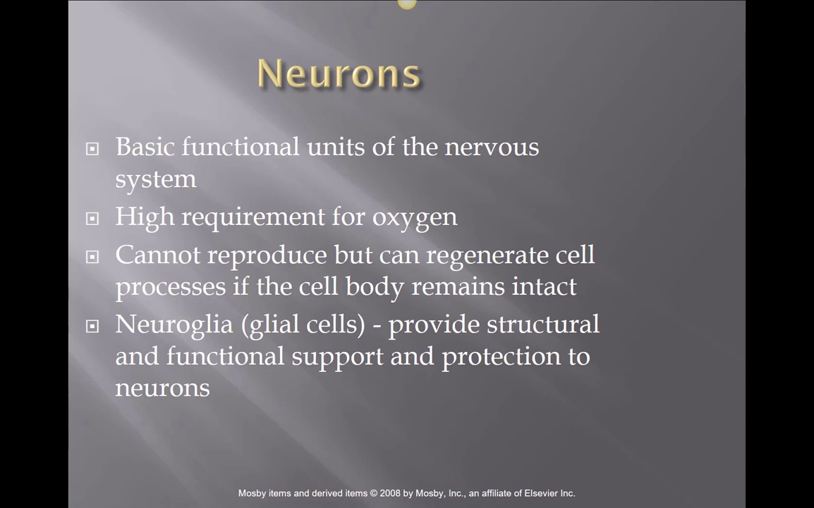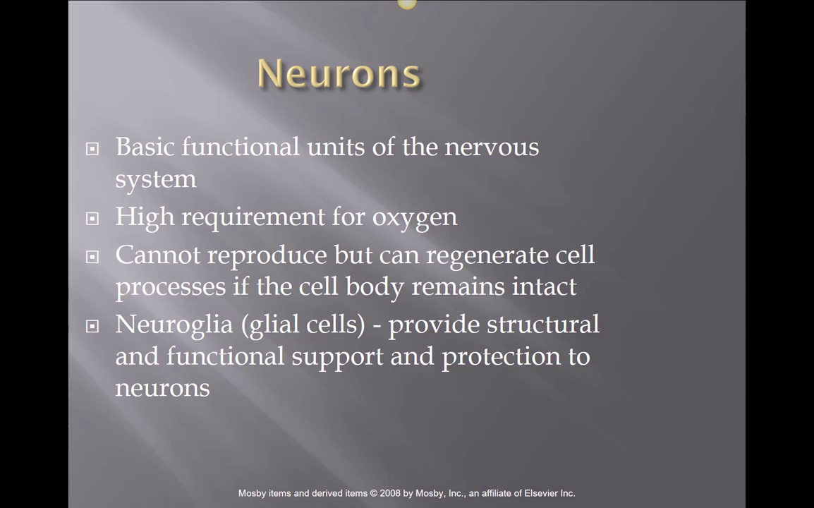So, the most basic part of the nervous system is going to be neurons, and these are the basic functional units throughout the nervous system. They have a very high demand for oxygen and glucose, and they're not actually able to do anaerobic metabolism. They have to have oxygen and they have to have glucose to be able to work.